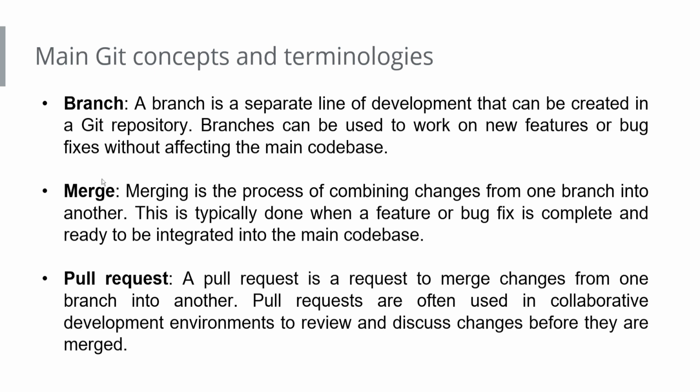And that brings us to the terminology merge. So merging is the process of combining changes from one branch into another branch. So you get the point. This is typically done when a feature or bug fix is complete and ready to be integrated into the main code base. Now we can have a pull request. A pull request is a request to merge changes from one branch into another. Pull requests are often used in collaborative development environments to review and discuss changes before they are merged.